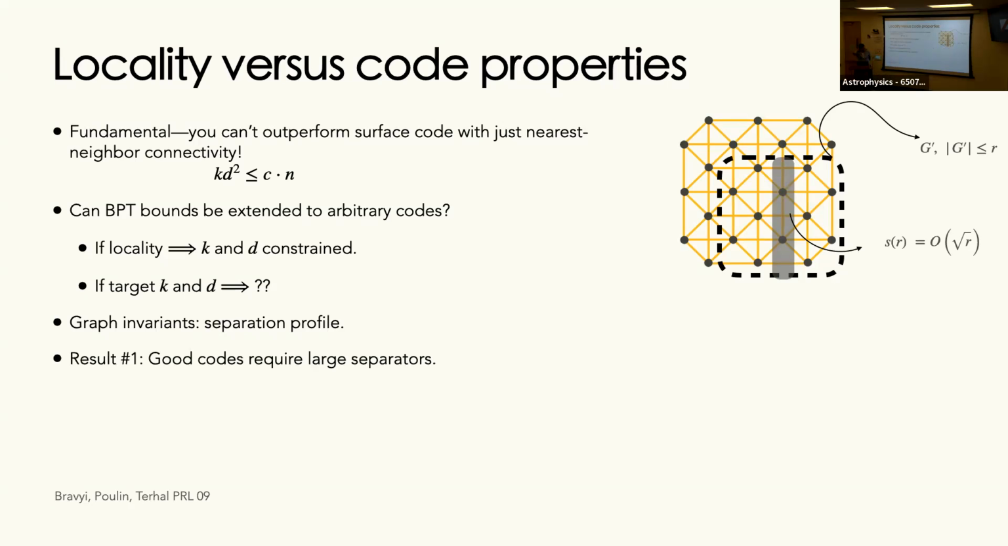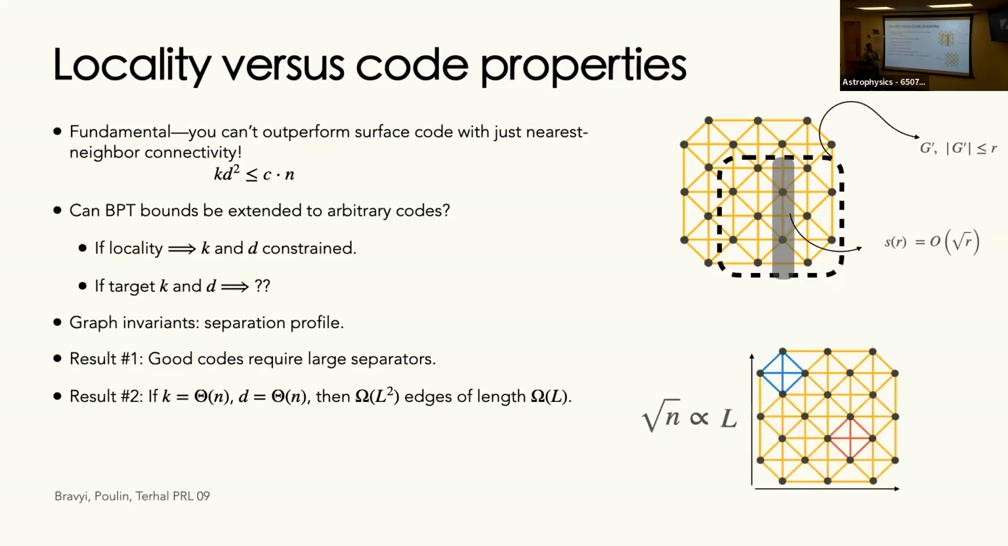And it turns out that this quantity is really what they're using here implicitly, without actually saying it. And you can generalize their result and phrase this in terms of graph separators. It says that good codes are going to require large separators. In other words, good codes are going to be very tightly connected, and it's going to be difficult to break them into two pieces. And what does this imply for implementations?